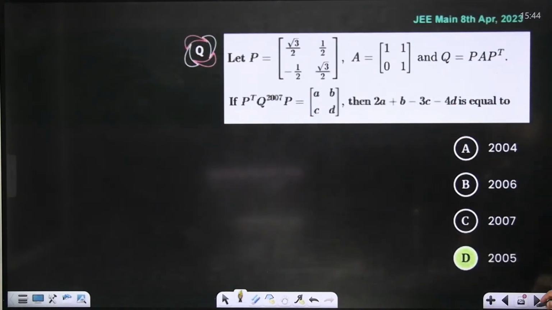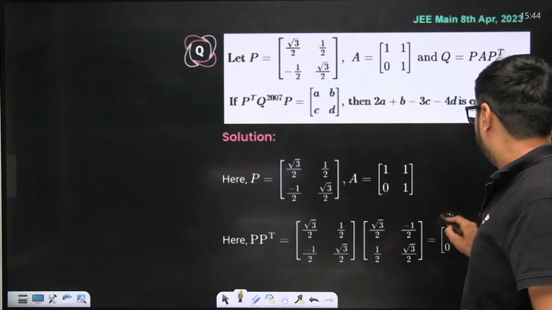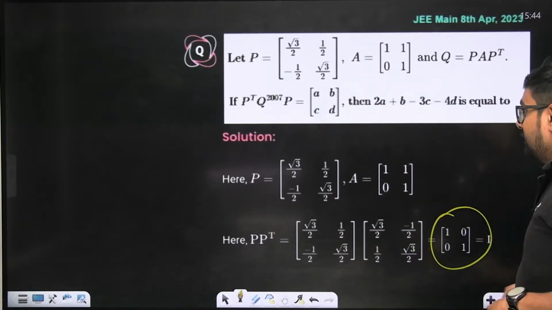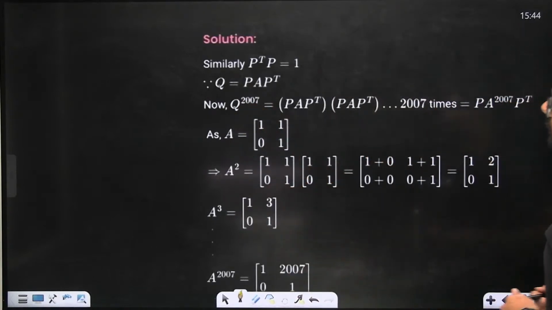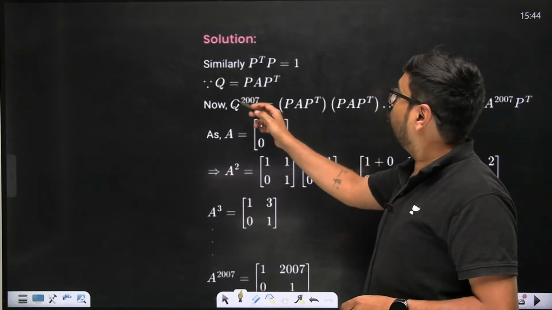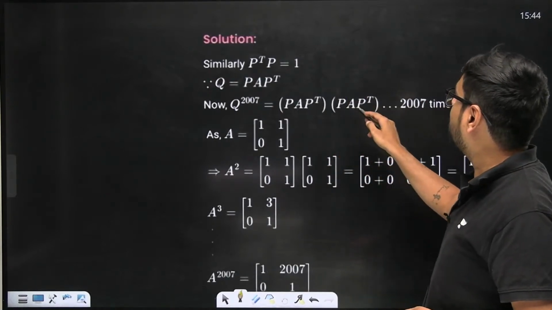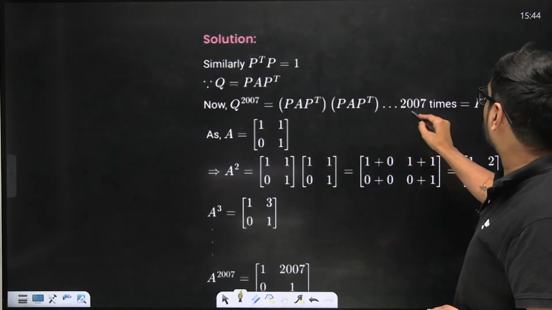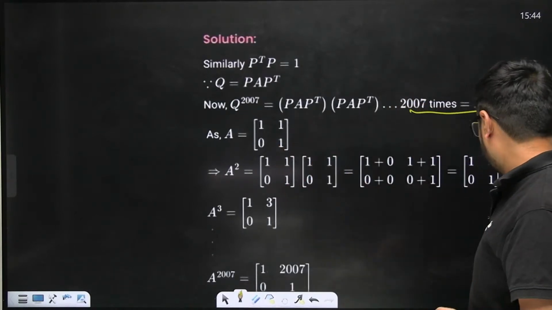Let's see. So P into P transpose will be your identity matrix. You can take transpose on both sides if you want: P transpose into P will be equal to I. Q to the power 2007 you can write as PAP transpose to the power 2007 times. We are just multiplying. A is not an identity matrix.